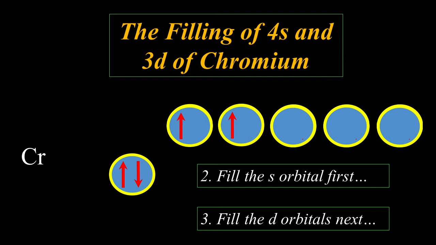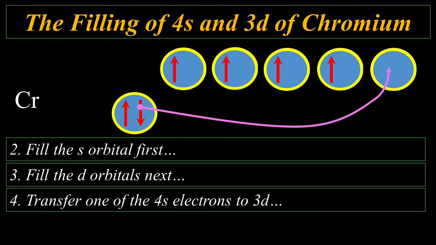So what happens is you have this configuration, and then energetically you're going to transfer one of the s electrons to one of the d orbitals that's empty, and then let's see what we get as a result of that. So now we'll transfer one of the 4s electrons to 3d. Now what's going to happen is you'll end up with a half-filled s and a half-filled d.